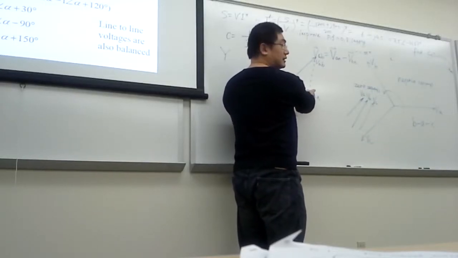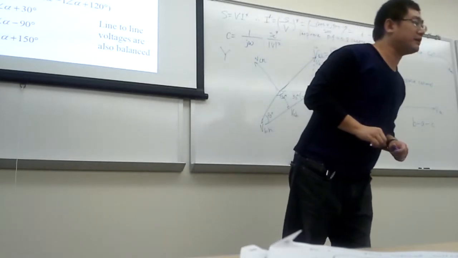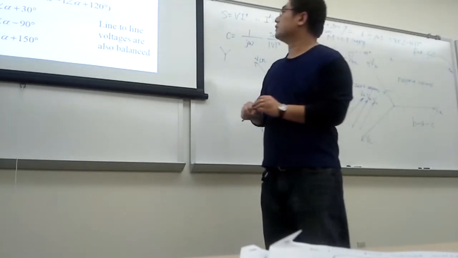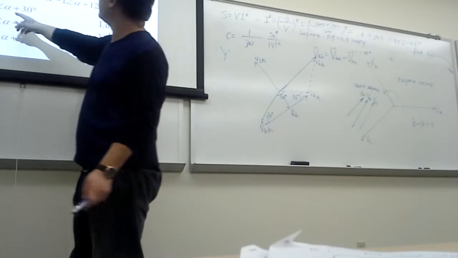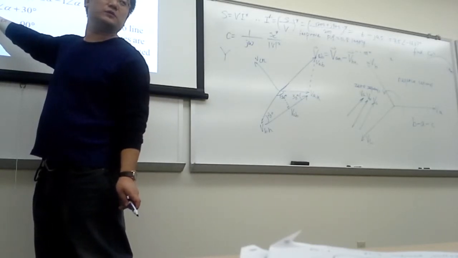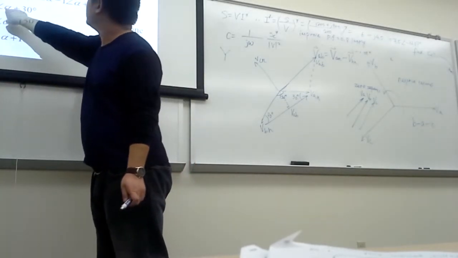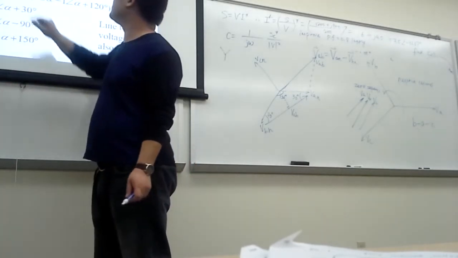Over 2 times this length. So in this case, this length must be square root of 3 in magnitude. So if you look at here, square root of 3 times the RMS value of the per phase voltage, right? And the angle is equal to phase A angle plus 30 degrees.